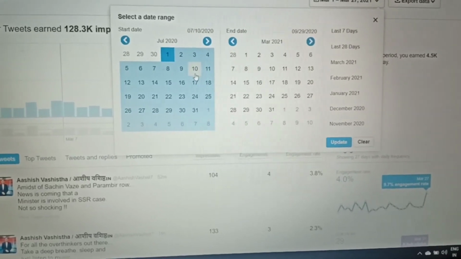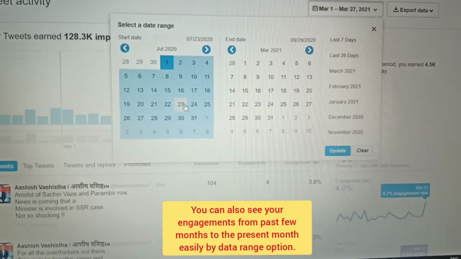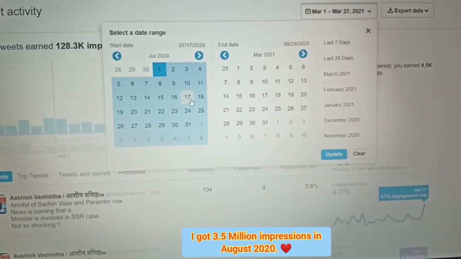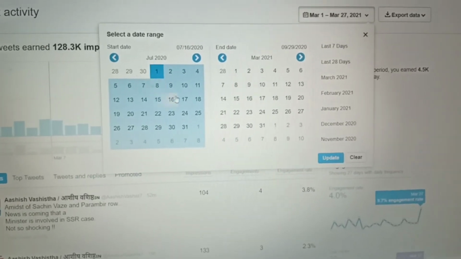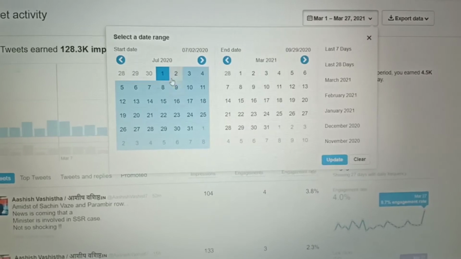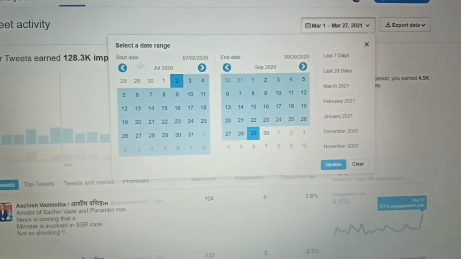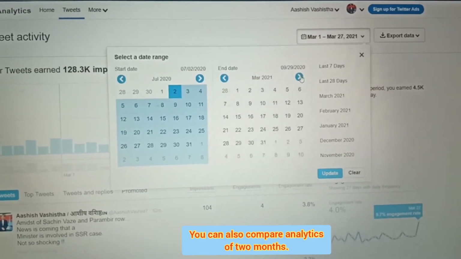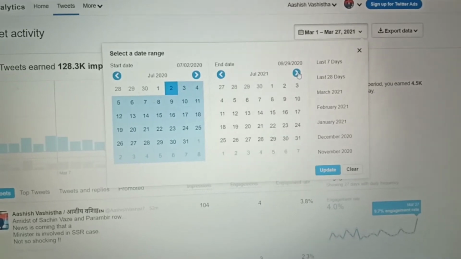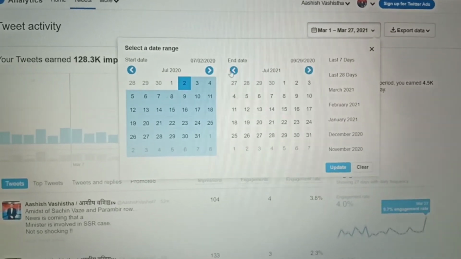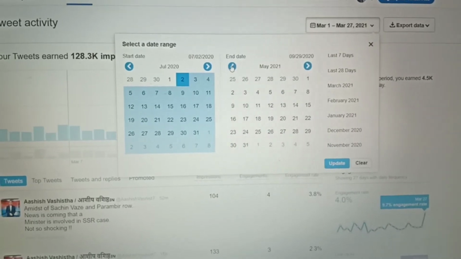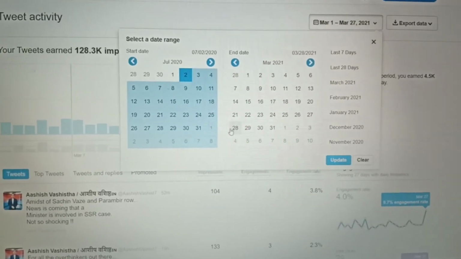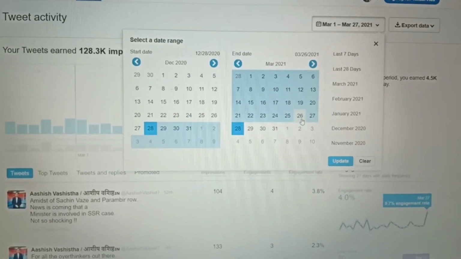So here now, date range. Now I am talking about how you can also see how many followers you have gained from the past 2 months to the present month. So right now I am doing a differentiation between July and March. So right now I am selecting it. The date is I am selecting July 2, and here I am selecting the end month, that is March. Because right now it's March, I am going to check my Twitter analytics for the past 90 days. So here we go. I have selected this date.